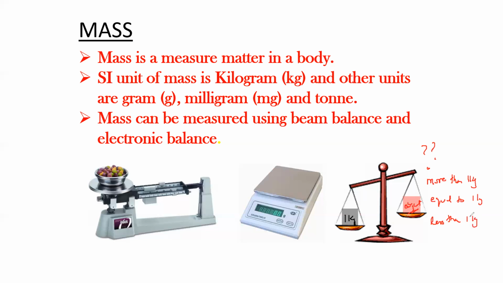So what could be the right answer here? On the left hand pan you place a 1 kilogram object, on the right hand side there is an unknown object, and the question is, what could be the mass of this object? Is it less than 1 kg, more than 1 kg, or equal to 1 kg?